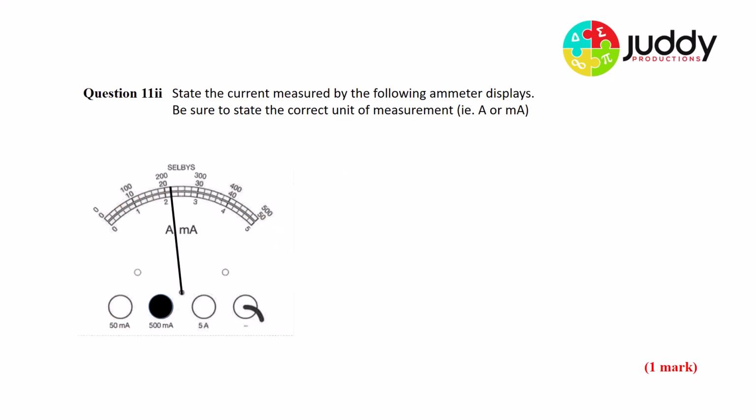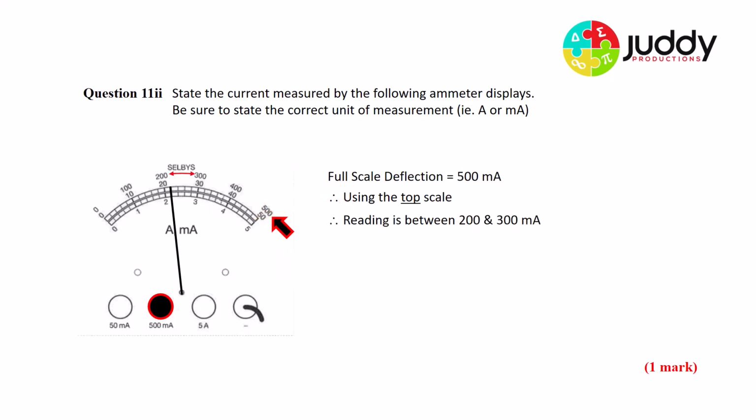11.2, let's do this again. This time we're looking at the 500 milliamp scale. So the 500 milliamp scale on the full scale deflection, that is the right-hand side, is the top scale, which means our measurement is between 200 and 300, and needle is between 200 and 300 on the top. And we know that between 200 and 300, that represents 100 milliamps.